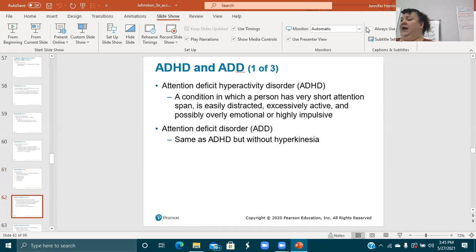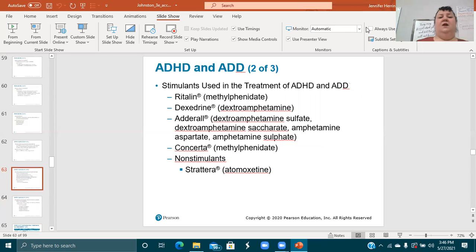Let's look at ADHD and ADD. It's page 597 on the right-hand side. So ADHD refers to attention deficit hyperactivity disorder. This is a condition in which a person has a very short attention span, is easily distracted, excessively active, and possibly overly emotional or highly impulsive. Versus attention deficit disorder, which is basically the same but without the hyperkinesia. So typically you're going to see the use of stimulants for the treatment of ADHD and ADD.